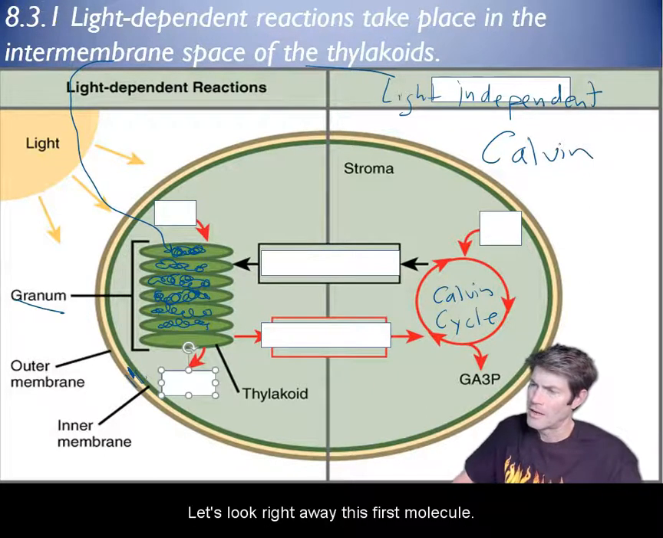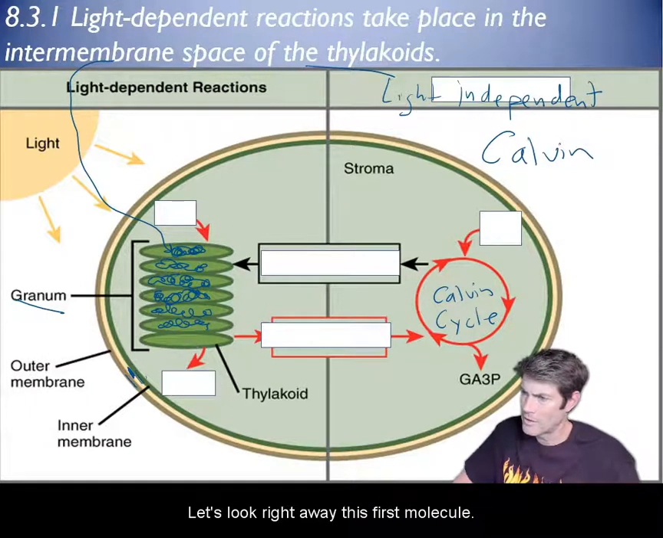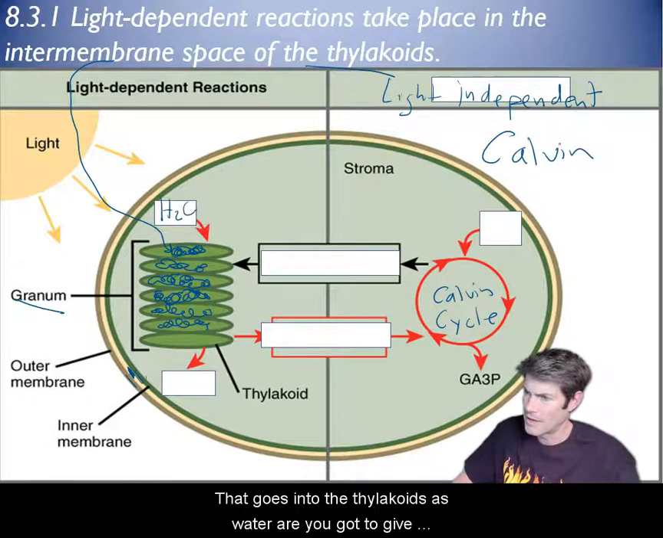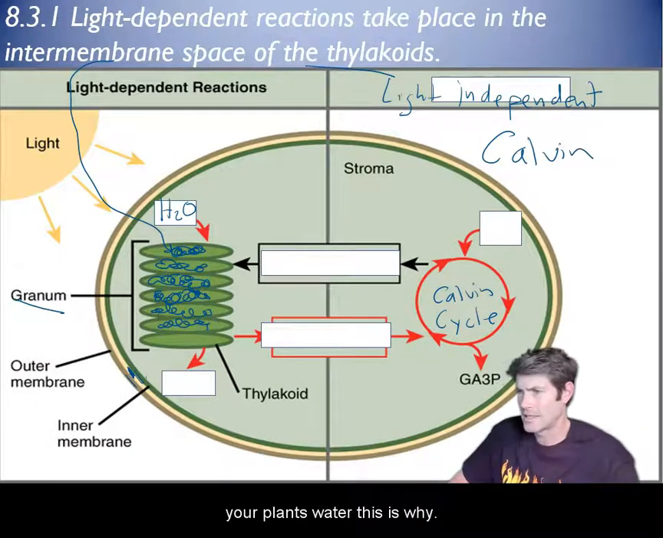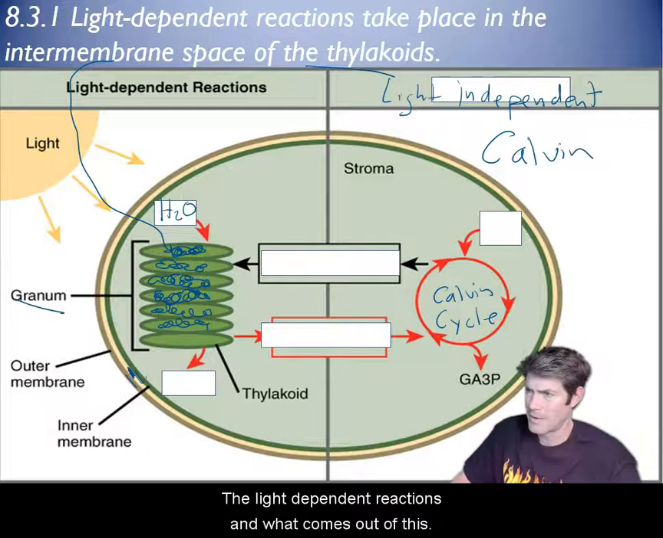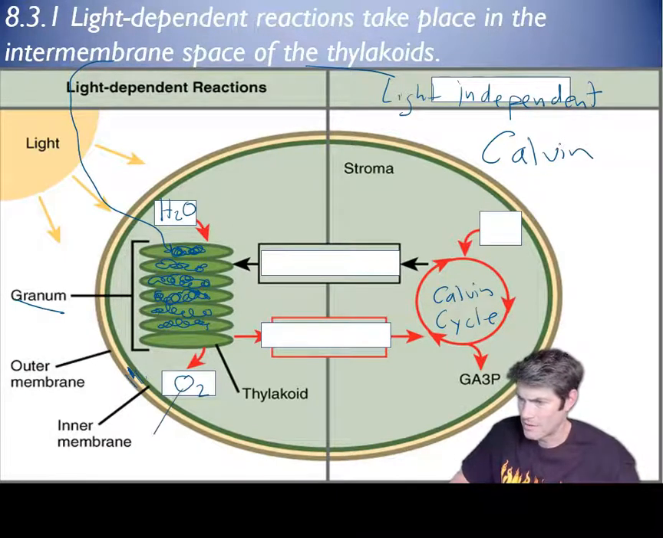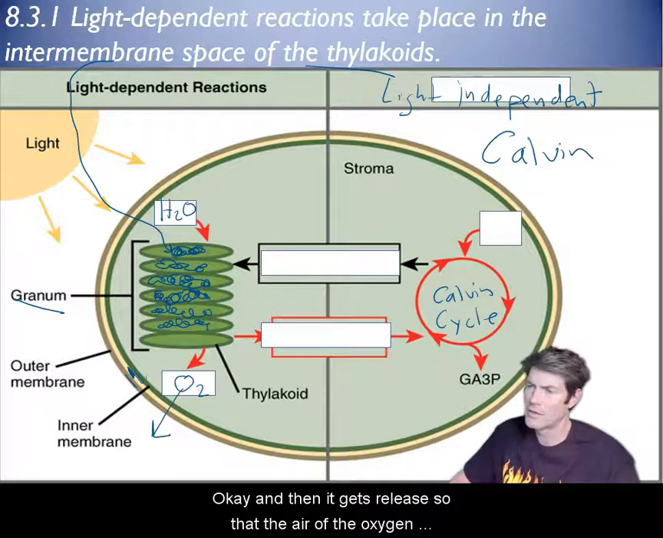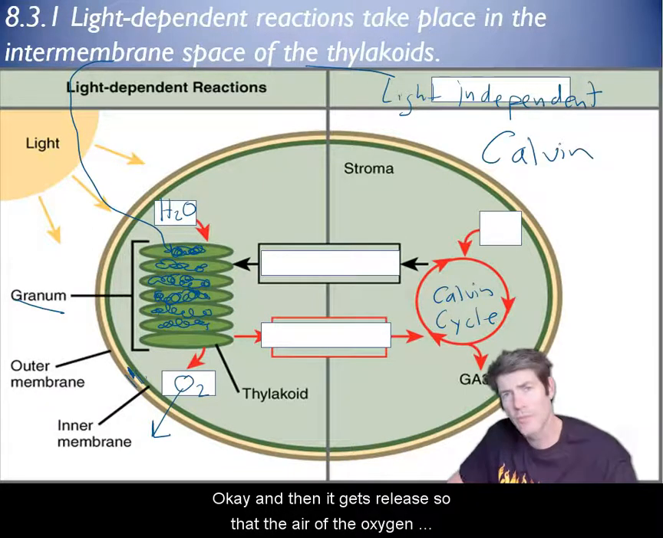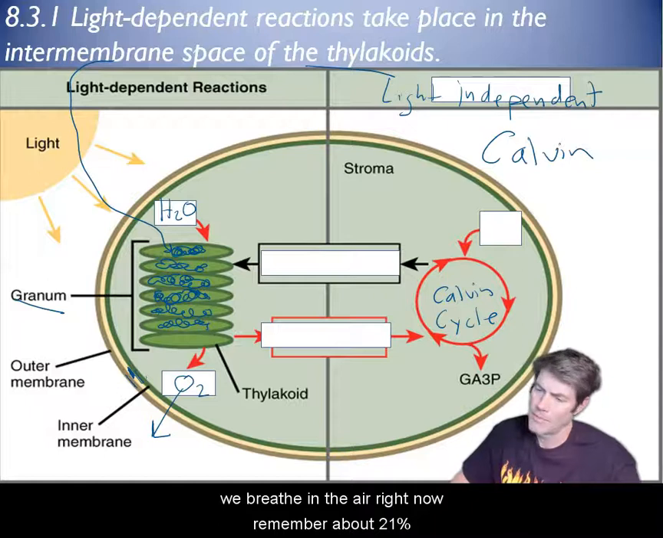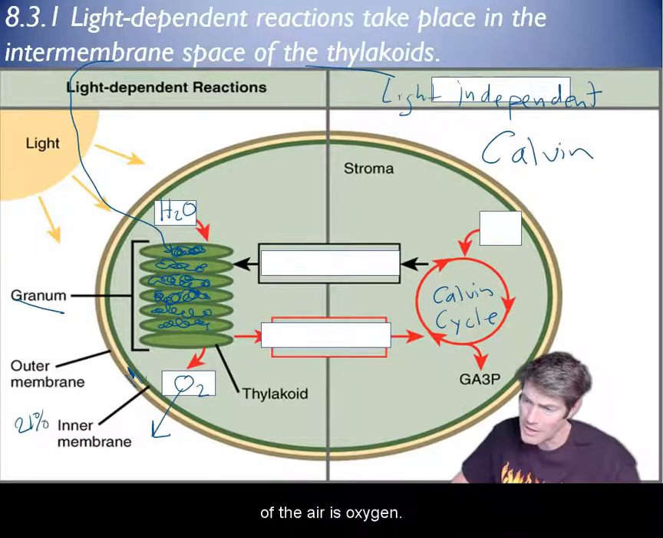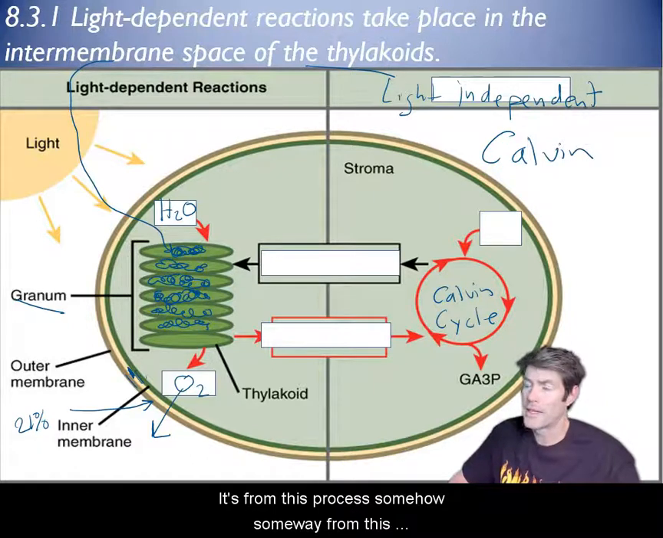But let's look right away. The first molecule that goes into the thylakoids is water. Remember, you've got to give your plants water. This is why, for the light-dependent reactions. And what comes out of this is oxygen. Okay, and then it gets released. So the oxygen we're breathing in the air right now, remember, about 21% of the air is oxygen, is from this process. Somehow, some way, from this process.